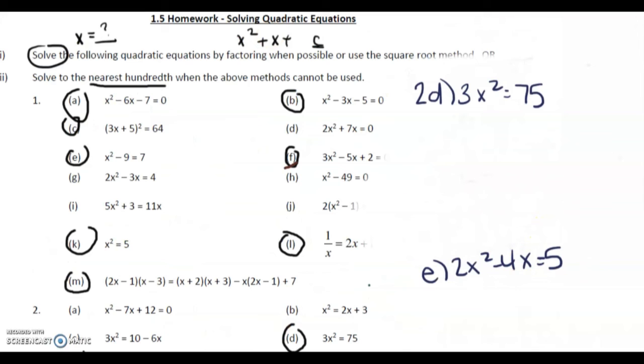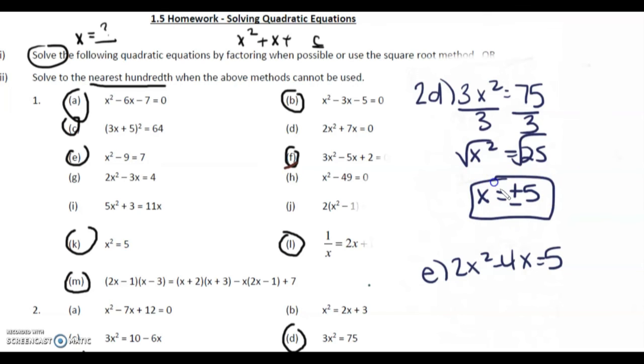Okay, 2 is the exact same style of question. For this one, I would divide both sides by 3, leaving us x squared equals 25. So when you root it, you get two answers. You get x equals plus 5 and minus 5. Okay, root 25 is 5, so plus 5, minus 5.